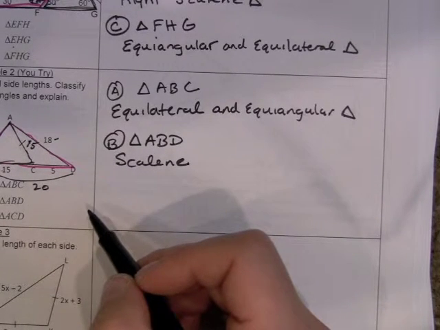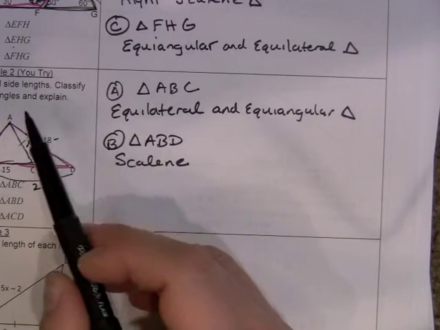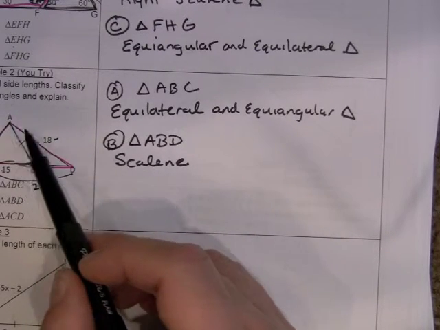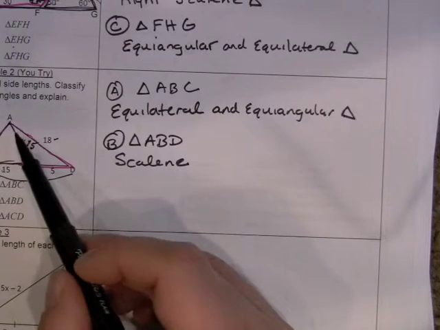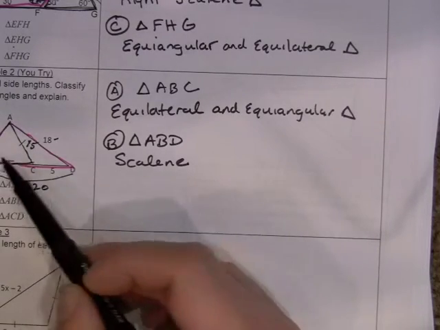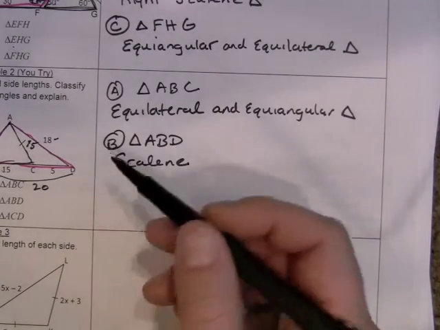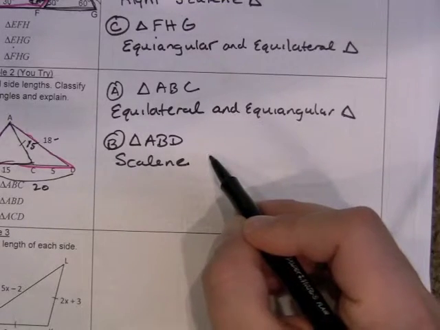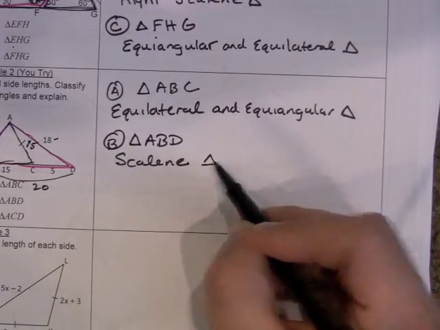Now, I can't determine what type of triangle it is, if this is an obtuse angle here, or a right angle, or an acute angle here. I can't classify that any further on that part. So the only thing I know for sure is that this is a scalene triangle.